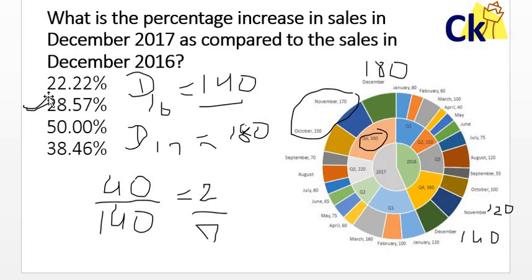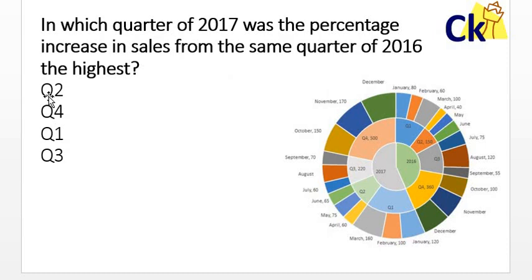Now let's go to the next question. In which quarter of 2017 was the percentage increase in sales from the same quarter of 2016 the highest? Okay, I'll draw a table. Here it would be 16, 17, and here it would be change.